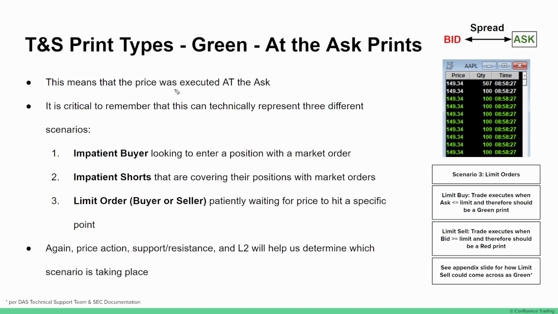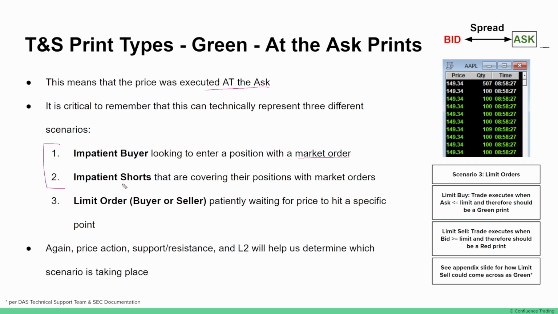So now we'll look at the flip side of the bid-ask spread by looking at orders executed at the ask. These will show up as green prints on your time and sales window. It is once again important to remember that this could represent 3 different scenarios, all with different psychologies and participant types. So your impatient scenarios in this instance could be impatient buyers. So you're looking to enter a position right now, so you'll do it with a market order. If you execute a buy with a market order, you will show up as a green print, or you'll show up as a blue print because you executed above the asking price.